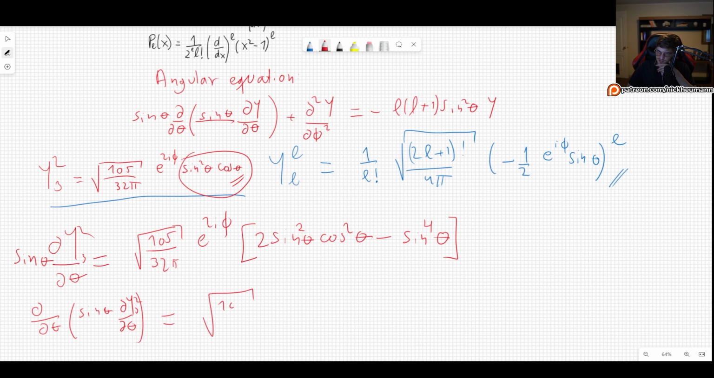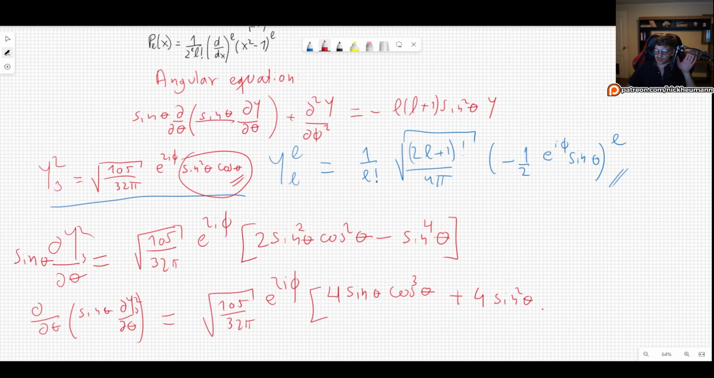So again, these constants do not change. So this is 32 pi e to the 2i phi. And then we have, let's see. So again, we have to use the product rule. This time there will also be a chain rule. So we get 4 times sine of theta. Now we need to multiply by the derivative of sine of theta. So we get cosine cubed of theta plus 4 sine squared of theta.